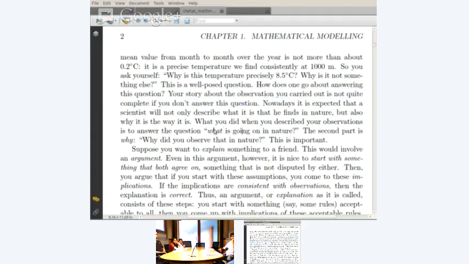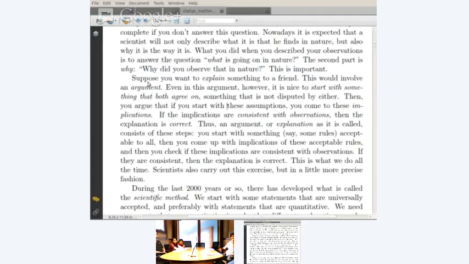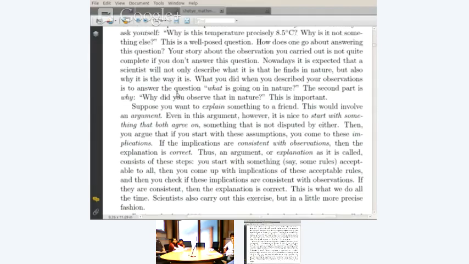So what is going on in nature is what was answered when we described the profile. The second part is, why did we observe that in nature? This is important. And this course is about being able to give explanations for what we are seeing. This is the important part. Suppose you want to explain something. You are having a discussion. Let's say you tell your friend that this paperweight, if I throw it, it's going to move in a certain way.